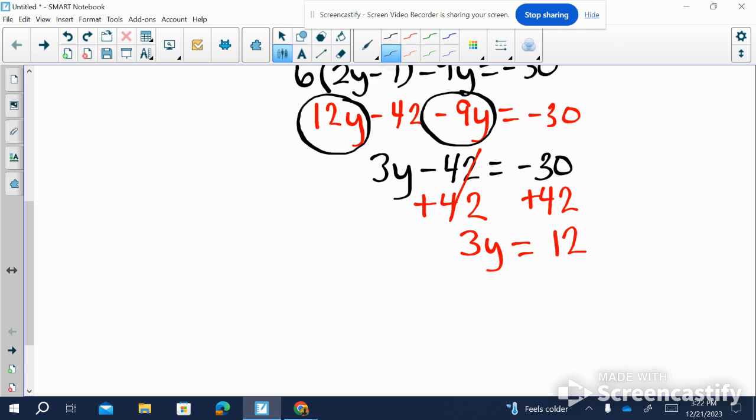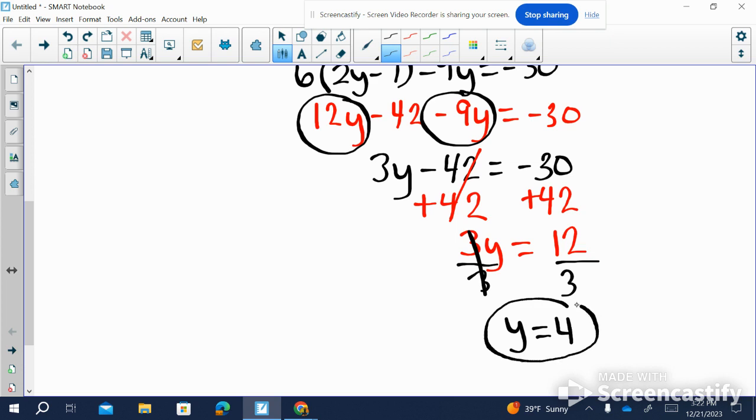So now we are left with 3y, and that is equal to negative 30 plus 42, which is 12. Now we're almost done in isolating the y. It's still attached to a 3, so that's 3 times y. So to isolate the y, we have to divide both sides by the thing that's attached to it, which is a 3. We get y equals 4.